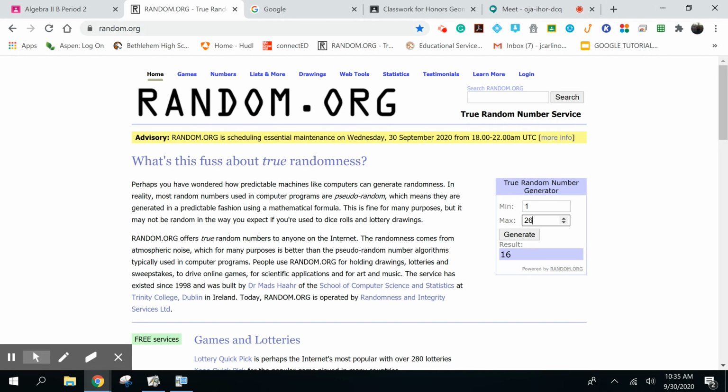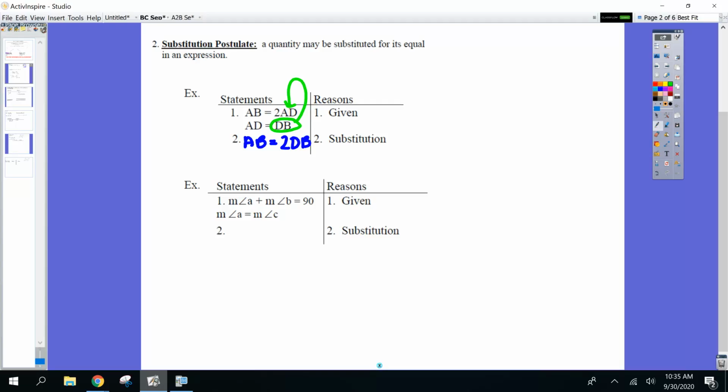So, 16, here we go. Kyla, hi, how are you? Got a response for me? Yeah, go ahead, what do you got? What's a true substitution here? Measure of angle C plus the measure of angle B equals 90. Angle C plus angle B equals 90.